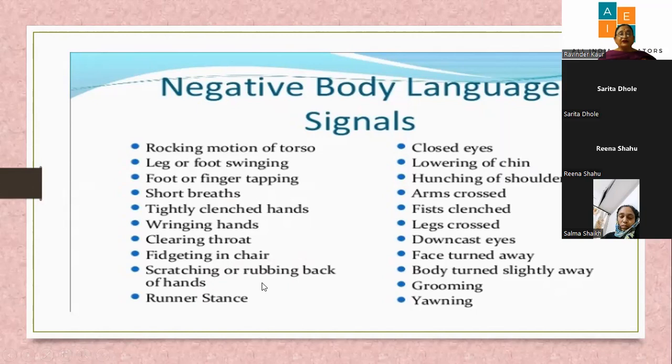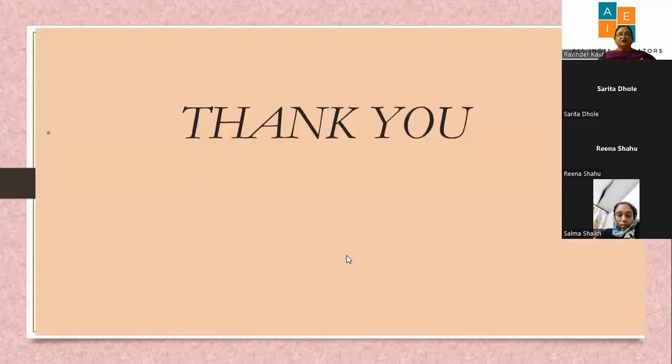scratching or rubbing back of hands, runner stance, closed eyes, lowering of chin, hunching of shoulders like this, arms closed, fists clenched, legs crossed, downcast eyes, face turned away, body turned slightly away like that, not listening to what you are saying. I'm not interested. Don't do this. Grooming, yawning should not be done. So this is how we can do this.